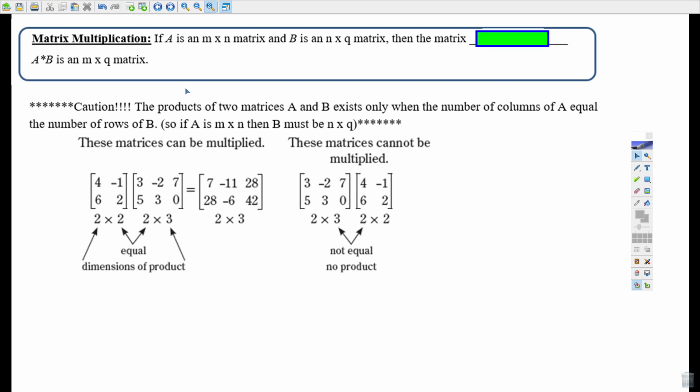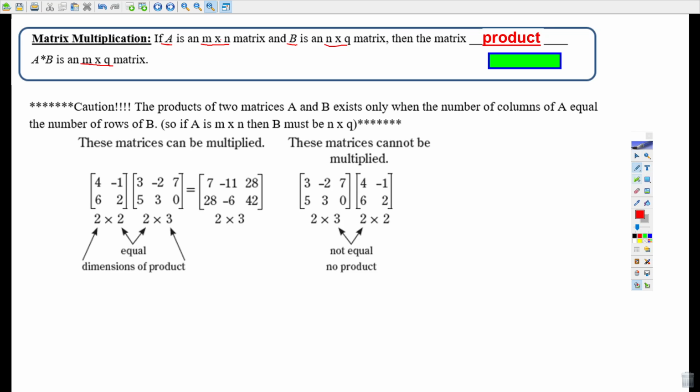So first thing we have to look at is the dimensions. With matrix multiplication, if you have a matrix A that is an m by n matrix, say a 3 by 4, and B is an n by q matrix, see how the two n's match? So this would be like a 4 by 7. Then the matrix product, A times B, is an m by q matrix. So what does all that mean? That means we're looking for something very specific when we look at the dimensions of the two matrices to see if we can actually multiply them.